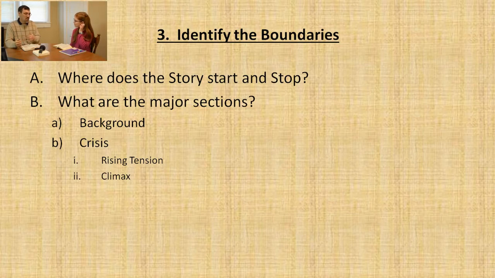And that crisis is something that usually the main character has to respond to. They can try to respond to it, and if their response doesn't work, it increases the tension of the crisis. And so you have what's called rising tension. So oftentimes in Scripture, you'll have a problem, and they'll say, oh, we'll solve it this way. And they try it, and it doesn't work. And so that builds the tension in the story, doesn't it?